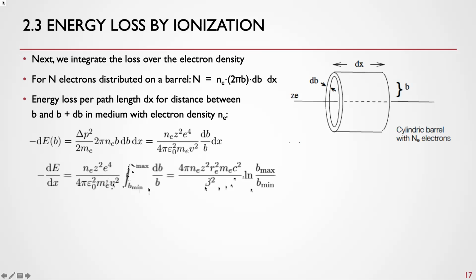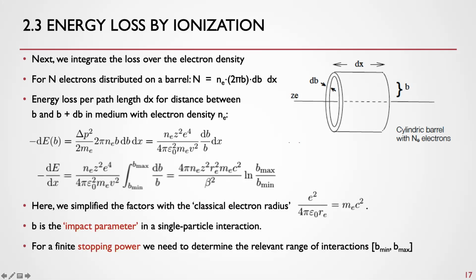Importantly, watch out, there is a factor 1 over velocity squared, which gives a beta squared in the denominator. So this is one important result of our calculation that is already apparent now. This is the 1 over beta squared term. And then it gets multiplied with the logarithm of the ratio of the minimal and the maximum impact parameter. Now, there are a few simplifications that we've done.